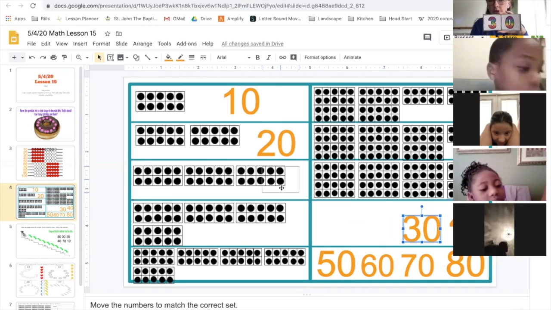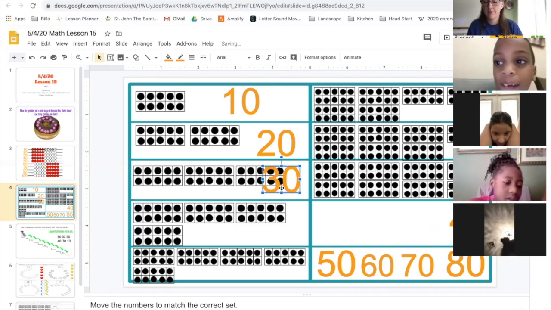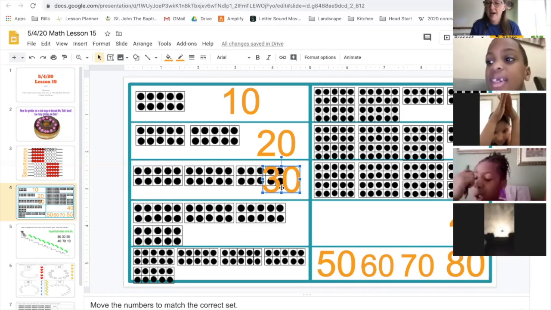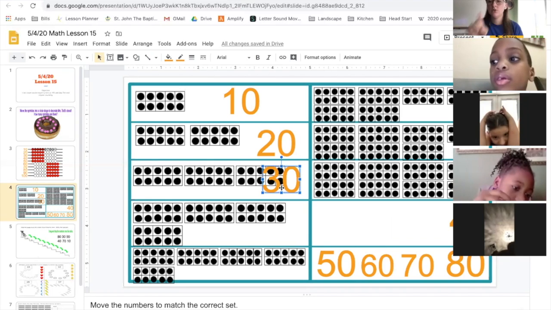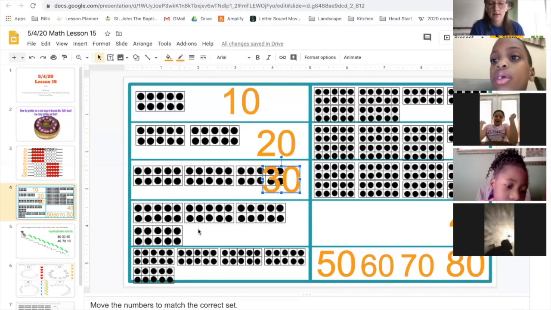And I'll move the 30 to the 10 frame. So that's a little faster than counting each dot individually. We can count 10, 20, 30.